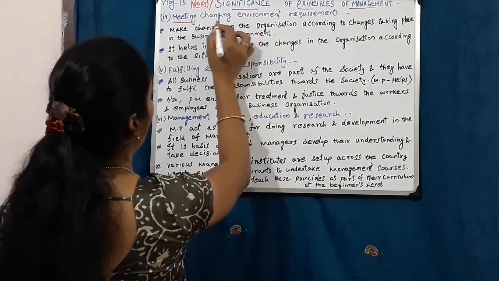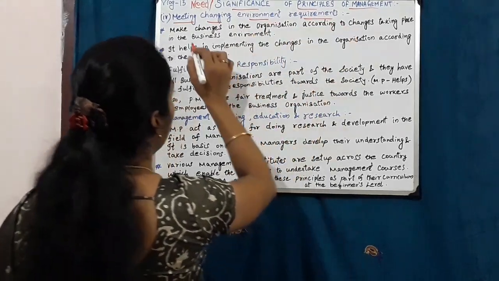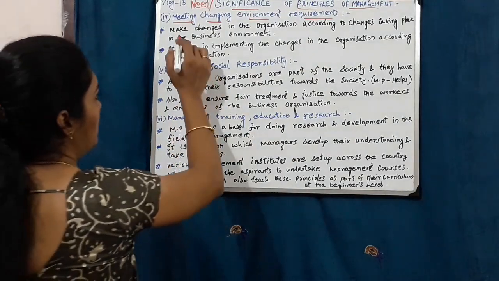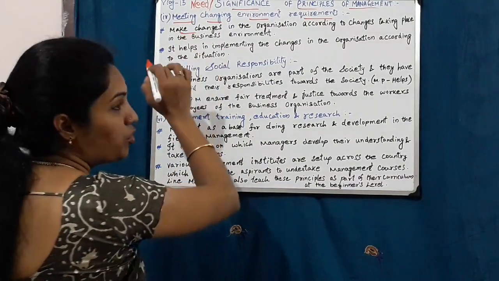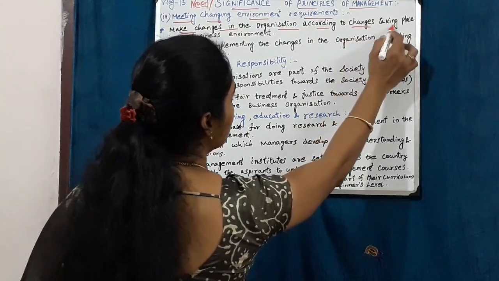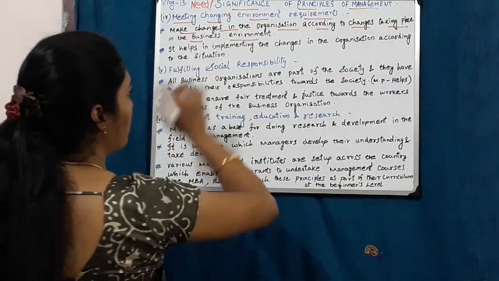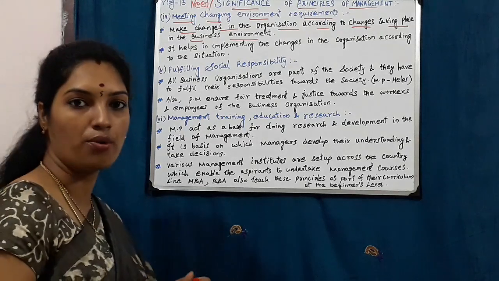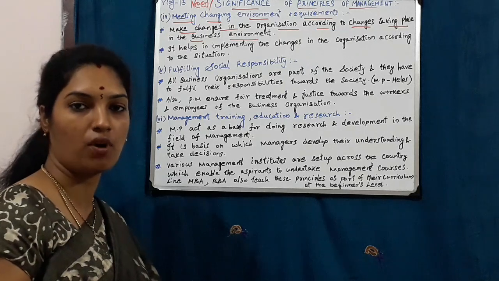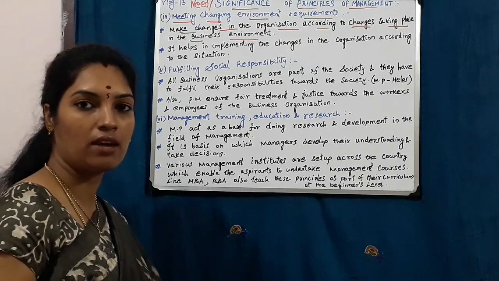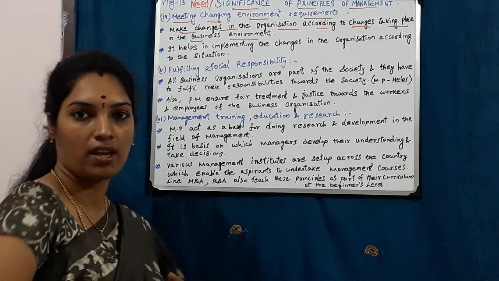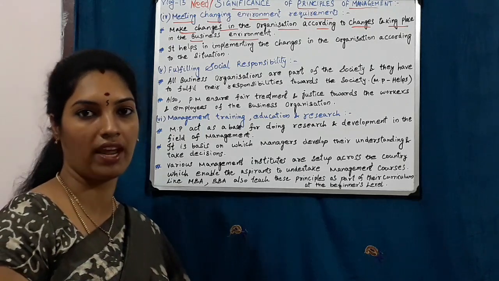The next significance of principles of management is meeting changing environment requirements. That is, the managers have to make changes in the organization according to changes taking place in the business environment. If the managers are not ready to change according to the business environment, they cannot survive for a long time. So in order to survive for a long time, the management and the managers have to change according to the needs of the environment.